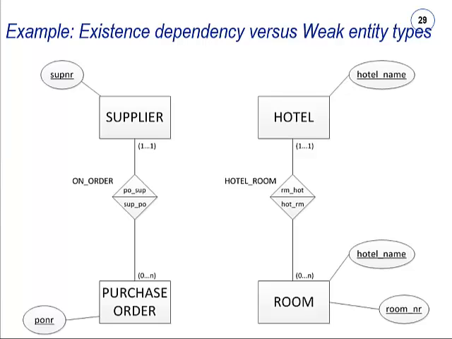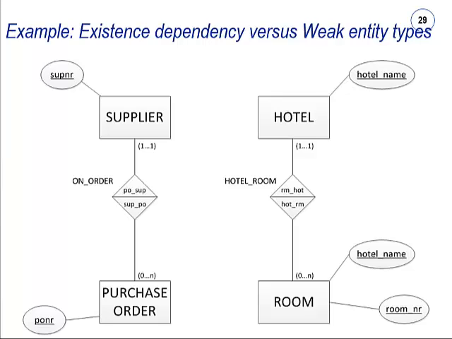So that brings us to the next point. Is an existent dependent entity type always weak? And now we can look at the ER model to the left of this slide. And there you can see supplier and purchase order. We've already talked about this. A supplier can have minimum 0, maximum n purchase orders on order. A purchase order is always on order with minimum 1, maximum 1 supplier, or in other words, exactly 1 supplier.